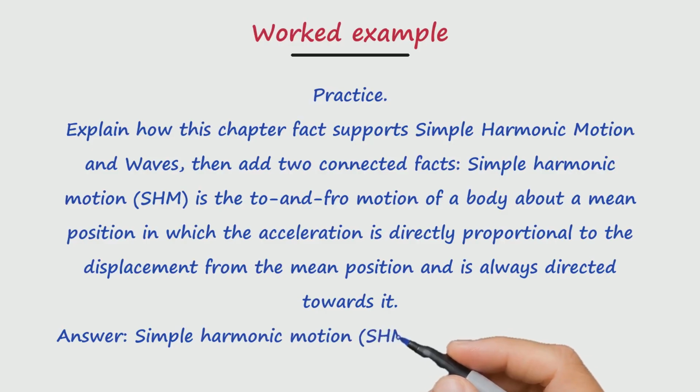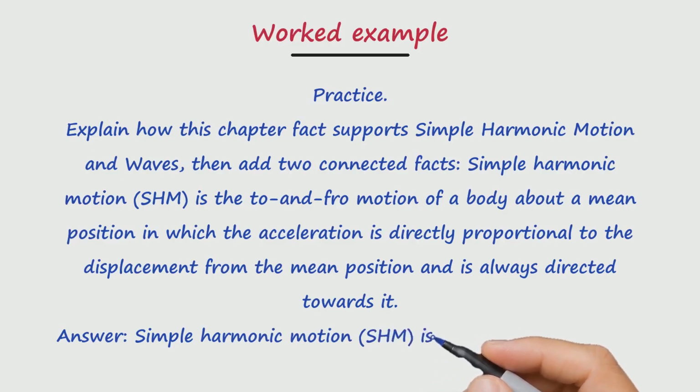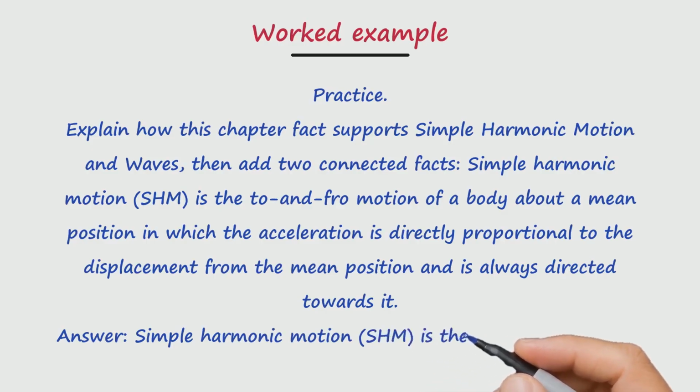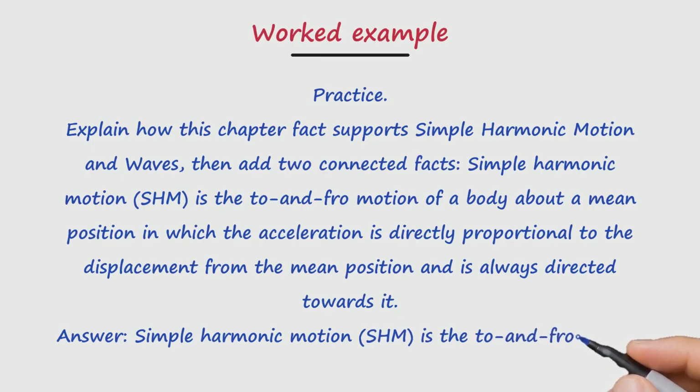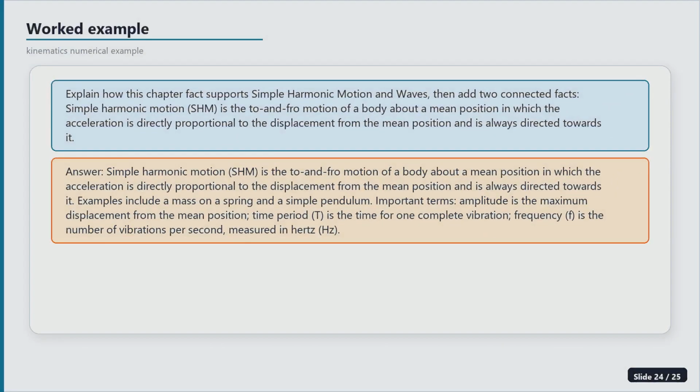Important terms. Amplitude is the maximum displacement from the mean position. Time period, T, is the time for one complete vibration. Frequency, f, is the number of vibrations per second, measured in hertz. Watch the numbers land in the matching symbols. Check that units cancel cleanly. If they do not, the setup is wrong even before the arithmetic.